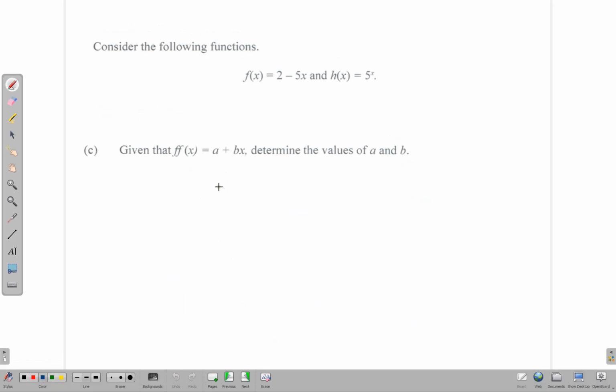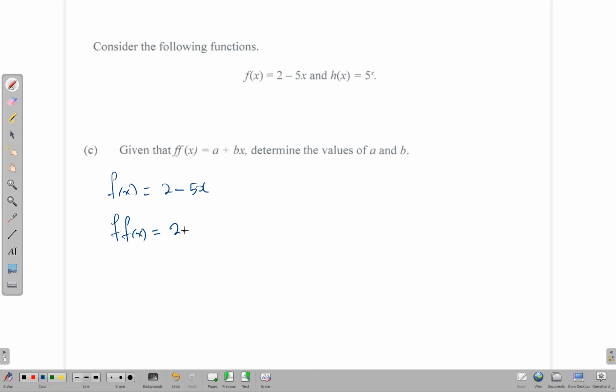Lastly, we want to find this function. Given that f of f of x is equal to a plus bx, determine the values of a and b. So here is f of x again, and we're going to make a composite function with itself. So we're going to substitute the function into itself. So f of x is equal to 2 take away 5x, and f of f of x means we're going to put f of x wherever x is in the original function.